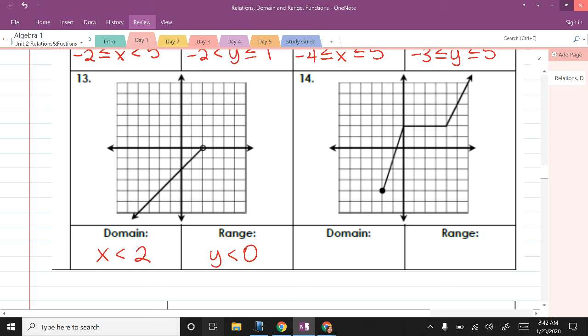Okay. I want you guys to try number 14. And I don't know if you can see that, but that's the horizontal part of that graph. So it goes up, horizontal, and then up again. Y'all see that? Yes, ma'am. And that is a closed circle. So y'all try the domain and range on your own for that one, please.